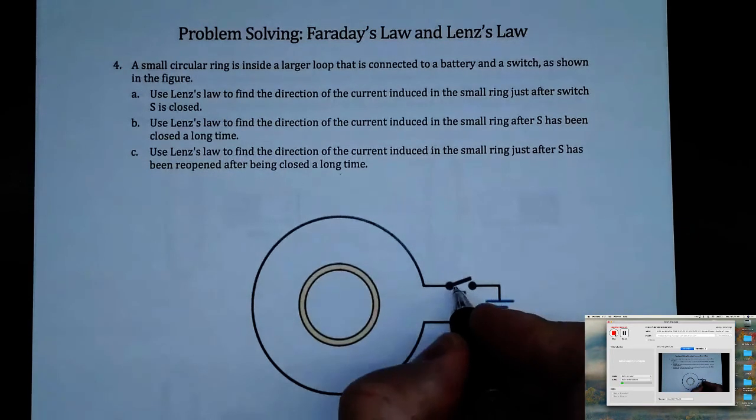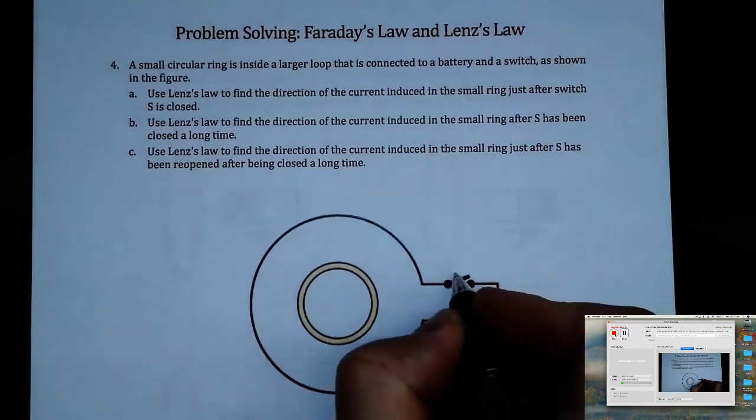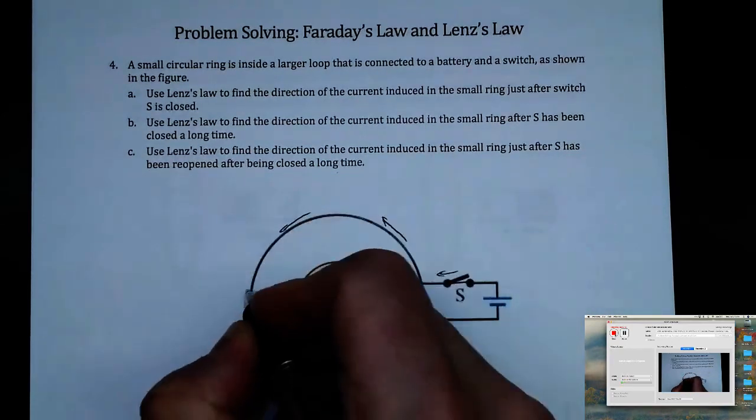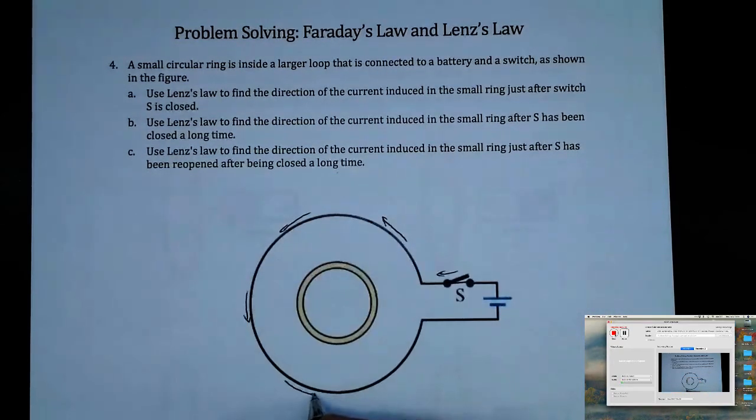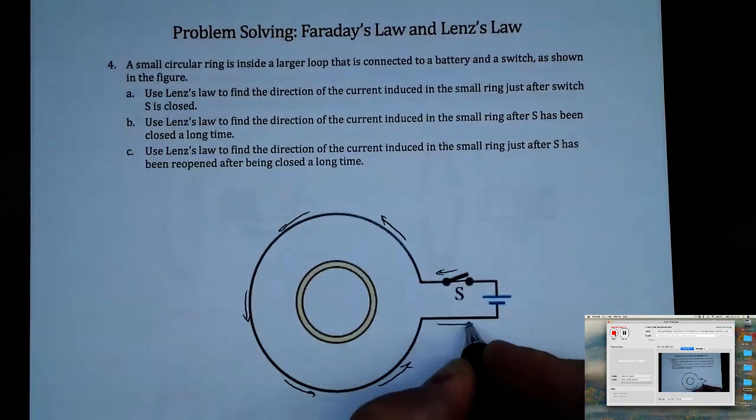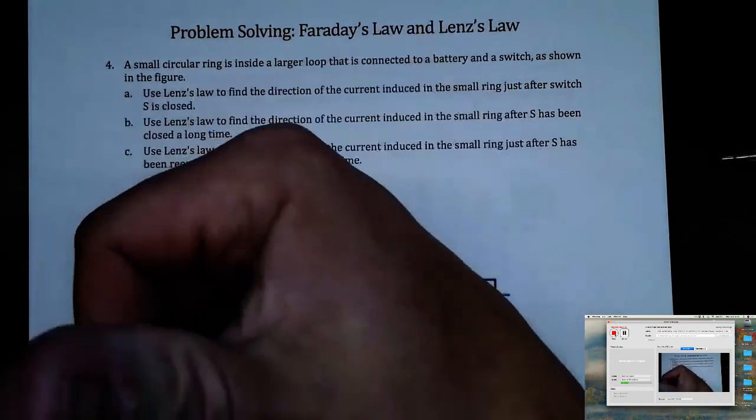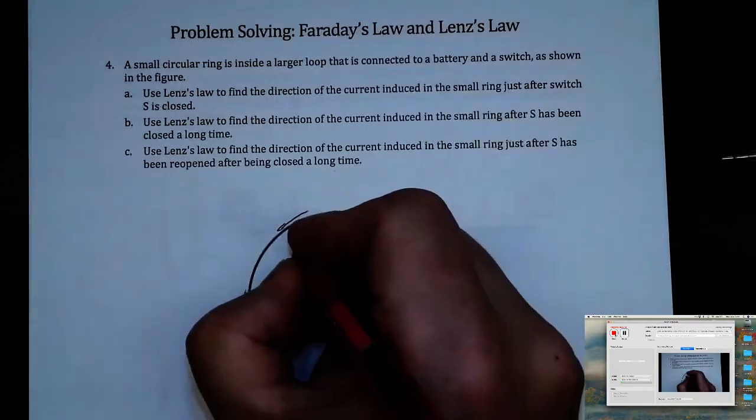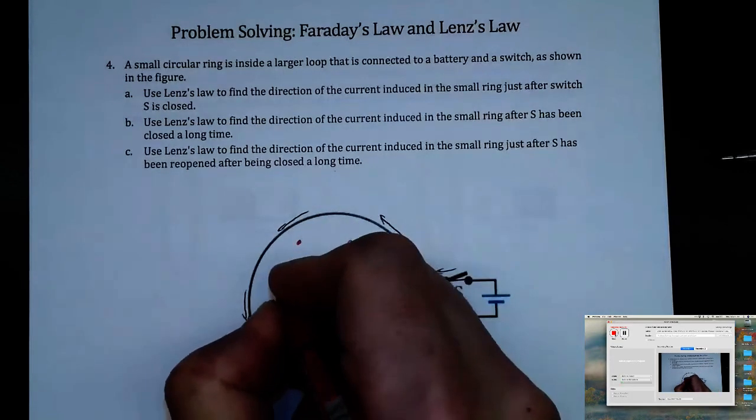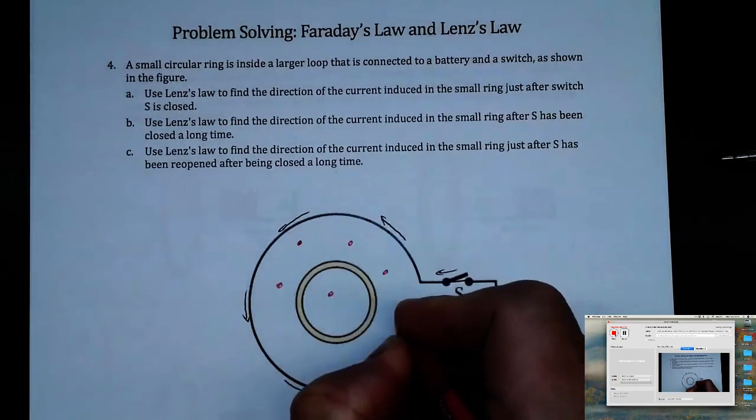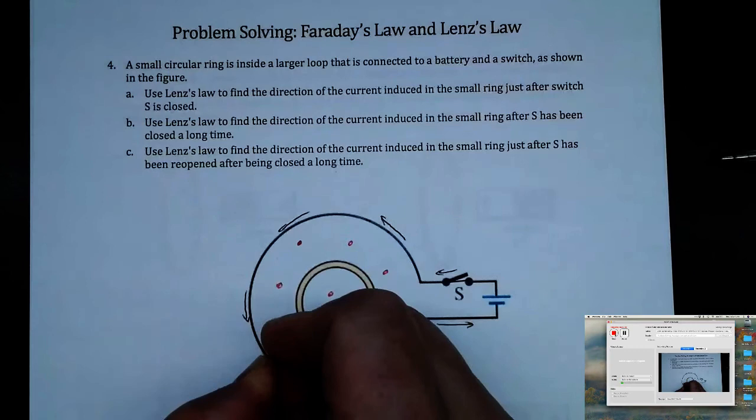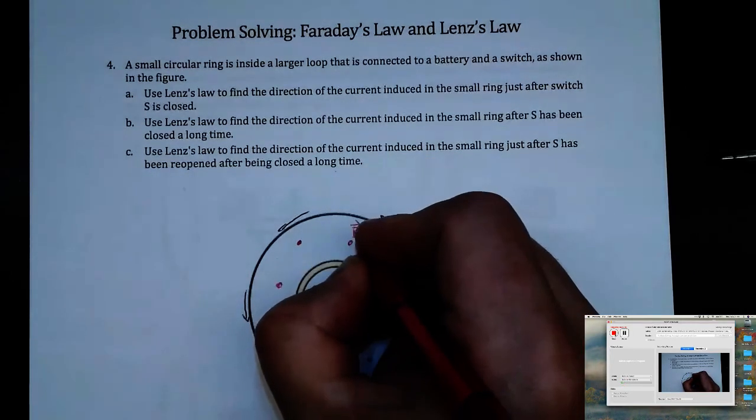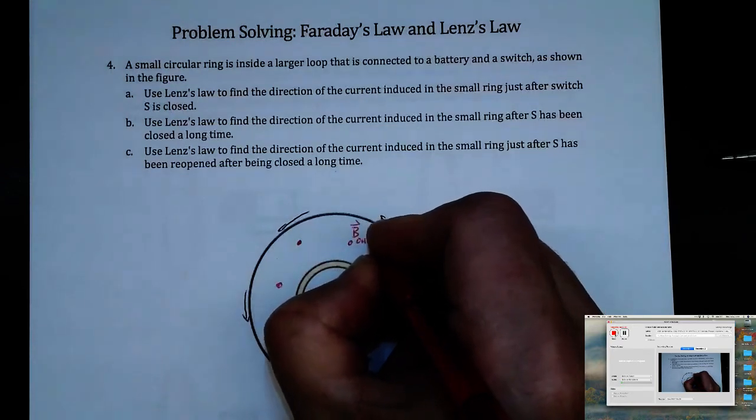So if I close the switch, I'm going to get a current flowing around my outer loop in a counterclockwise direction. Around that loop, that's going to produce a magnetic field that's pointing out of the page. So the out of the page vector convention is to draw a series of dots to represent those vectors. So this is the magnetic field produced by the outer loop.